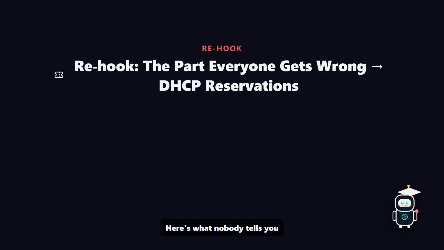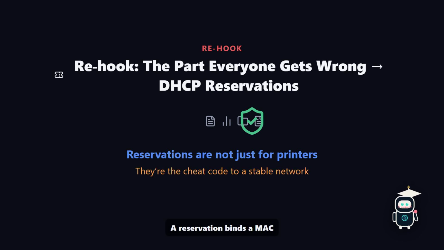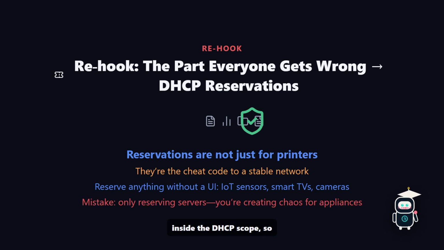Here's what nobody tells you about DHCP. Reservations are not just for printers. They're the cheat code to a stable network. A reservation binds a MAC address to a specific IP inside the DHCP scope, so the device always pulls the same address but still gets all the other DHCP options. No manual static IP typos, no forgotten assignments.